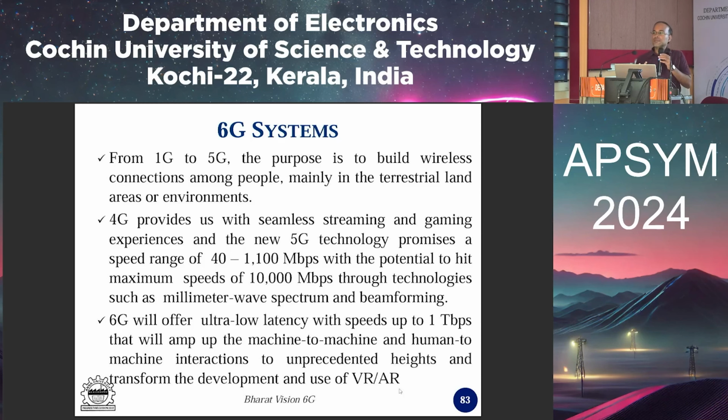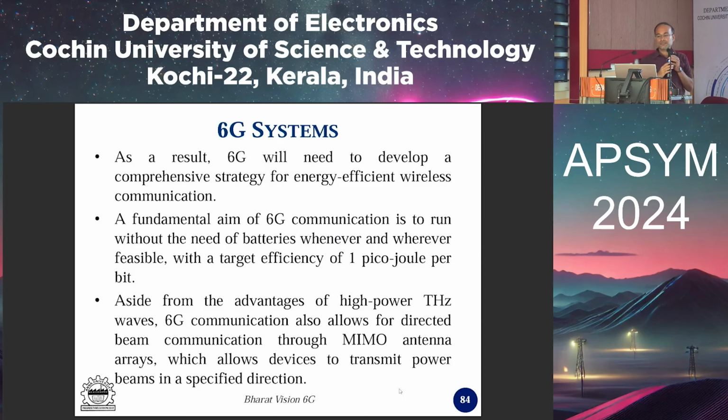Okay. So what may be the objectives of this 6G? The objective is to run without the need of batteries. It is difficult, but still the objective is to run all these devices, obviously not without batteries, at least to reduce the battery power consumption. So the target efficiency is 1 picojoule per bit. All these are extracts from the Bharat Vision 6G document.